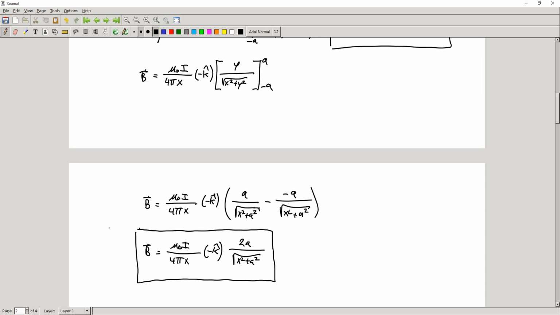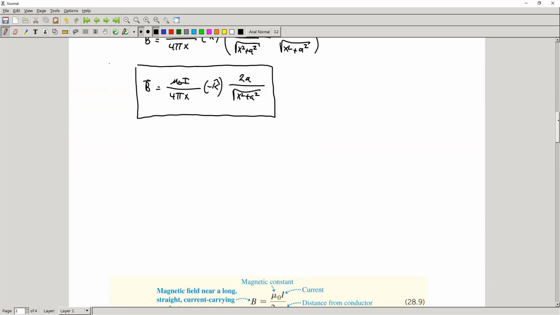But let's say that the magnitude of a is much larger than x, right? So let's say we're looking at a very long wire, an infinite wire, or we're very up close to a pretty long wire, right? In that case, oh, and I am running out of room here. Okay, so in that case, let's take a look at this final factor here.